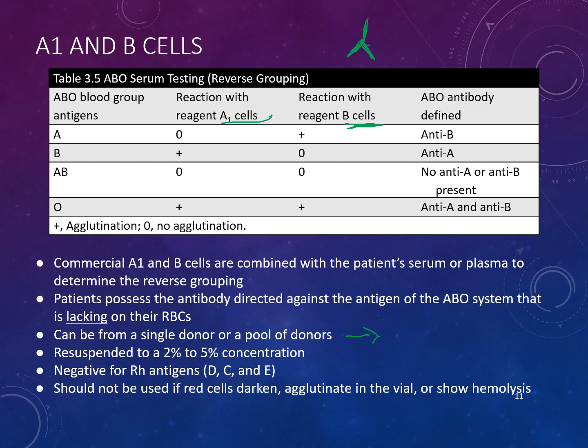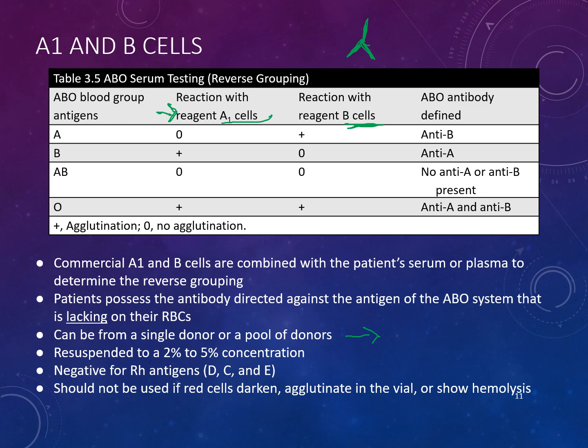So for an A patient, we know that they have the A antigen on their red cells, which means they should lack the A antibody. This donor in this reagent would have A1 cells, or that A antigen on those cells. So if the patient is type A, then they should lack that antibody, which means no agglutination.